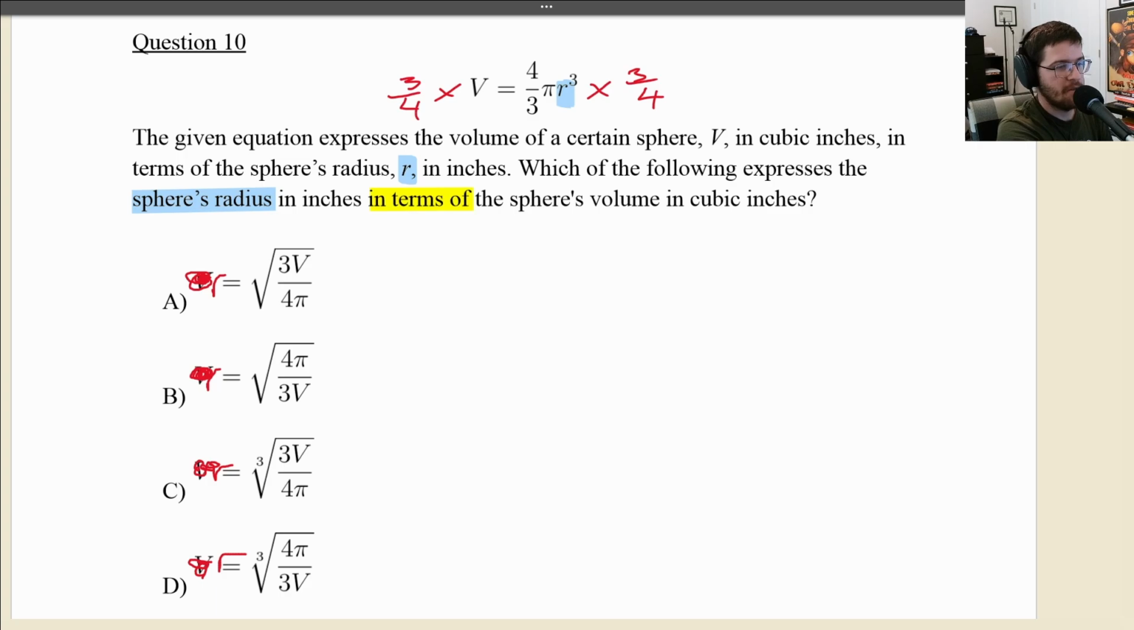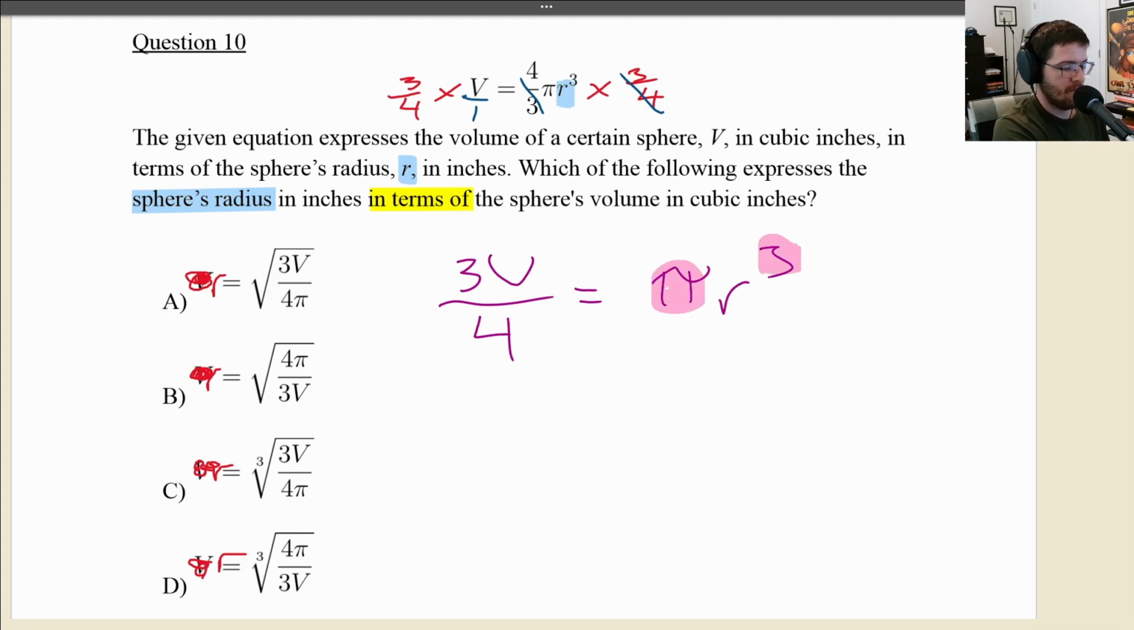So this, and again, if it's more clear to you, you could write this as like v over 1. So these guys, the 4/3 times 3/4, that's just 1. And we get 3 times v, which is just 3v, over 4 times 1, which is just 4, equals pi r cubed. So now we got a coefficient, and we got an exponent. So don't forget PEMDAS, but we're doing it backwards. So we're going to do multiplication and division before we do exponent.